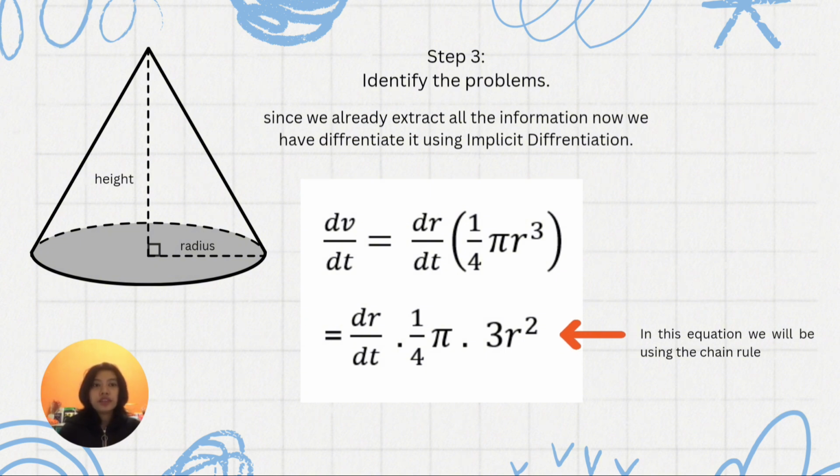Step 3, since we already extracted all the information available in step 2, right now we can differentiate it using implicit differentiation. As you can see in my slide, I'm using the chain rule so that we can solve it. So that is our answer.